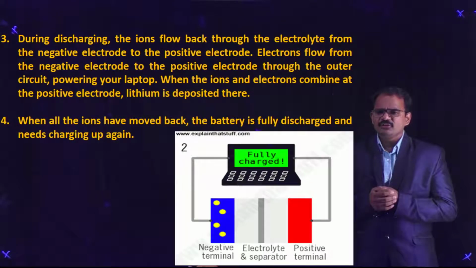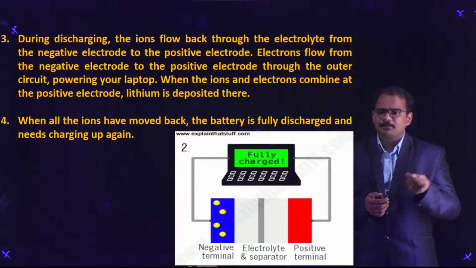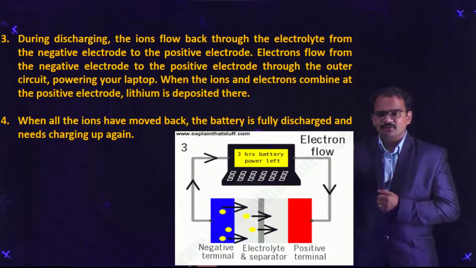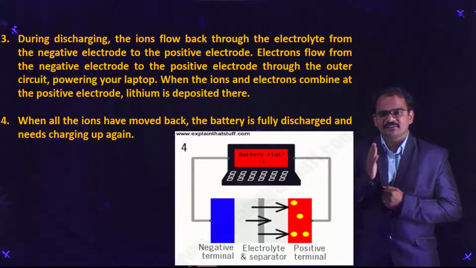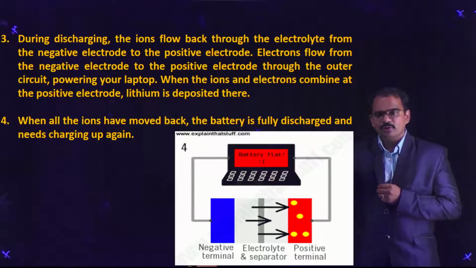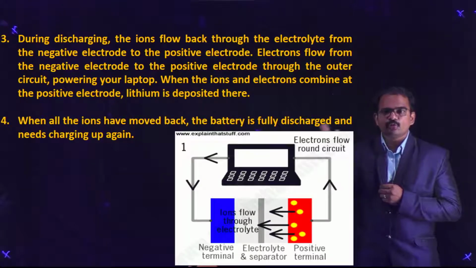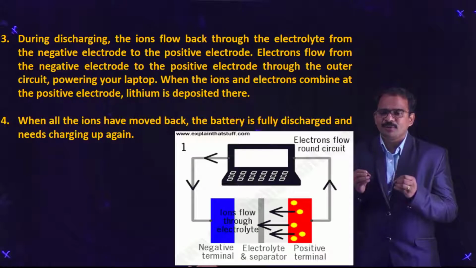Now during the discharging process, when you remove the electrical supply from the laptop, the lithium ions in the negative electrode move to the positive electrode through the electrolyte and separator, whereas the electrons move from the negative electrode to the positive electrode through the laptop. When all the ions have moved back, the battery is fully discharged and requires charging again.